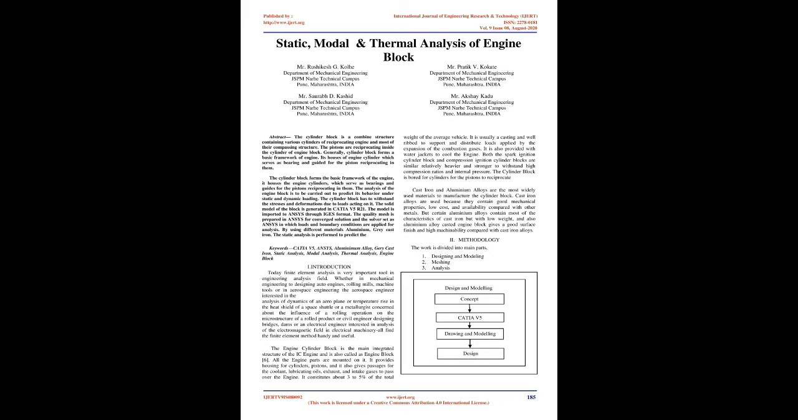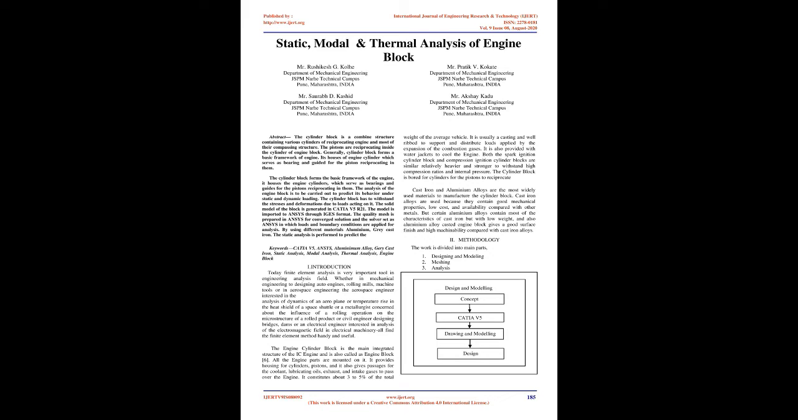The engine cylinder block is the main integrated structure of the IC engine and is also called the engine block. All the engine parts are mounted on it. It provides housing for cylinders and pistons, and it also gives passages for the coolant, lubricating oils, and exhaust and intake gases to pass over the engine. It constitutes about 3 to 5% of the total weight of the average vehicle.